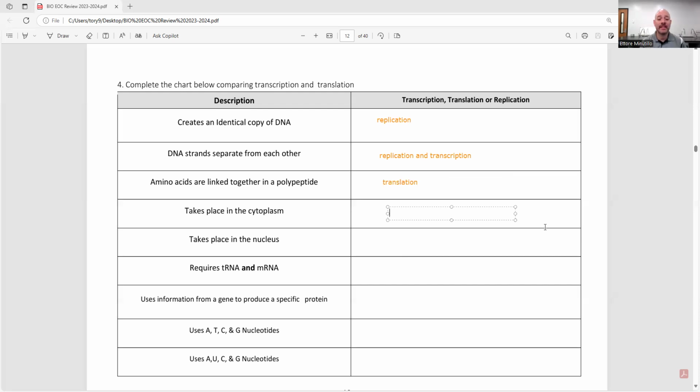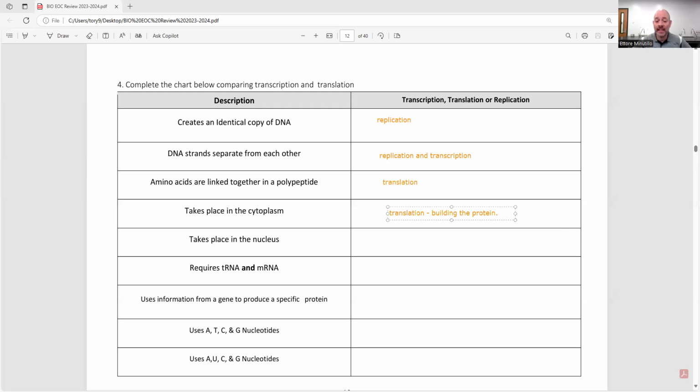Now this one says takes place in the cytoplasm or takes place in the nucleus. Think logically. If I'm in the cytoplasm, I'm nowhere near the DNA. I know this because DNA has a house. It's called a nucleus. And the DNA stays locked up nice and safe inside of there, which means the only part of these that could happen in the cytoplasm would be if I did not need the DNA. Well, as I mentioned a moment ago, the only one where I don't need the DNA is actually translation, because that's the one where we're building the protein.